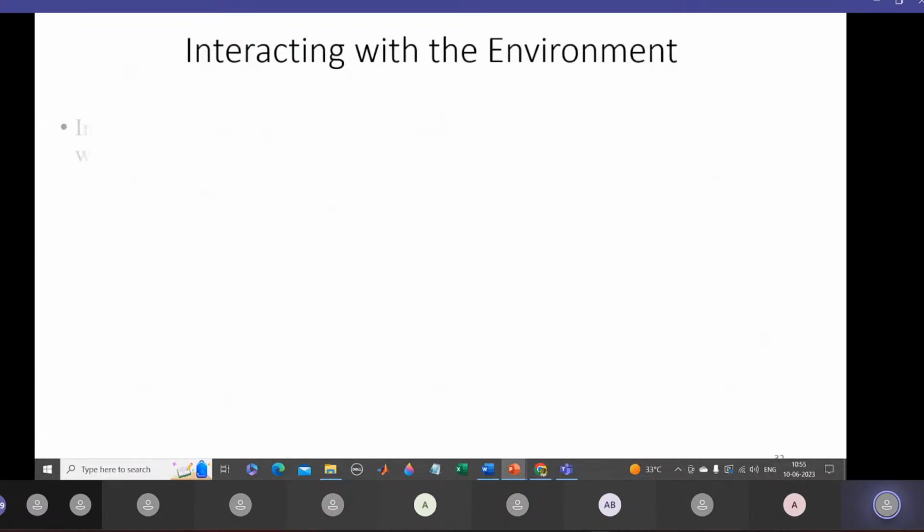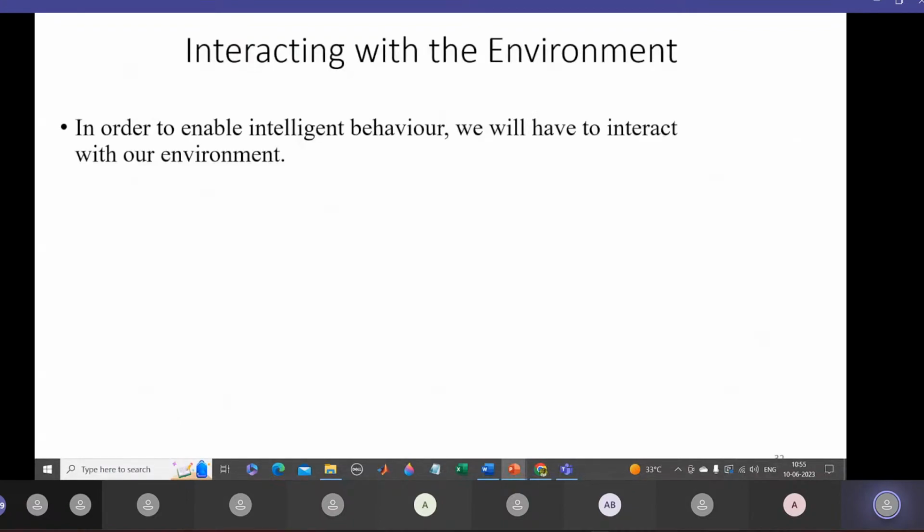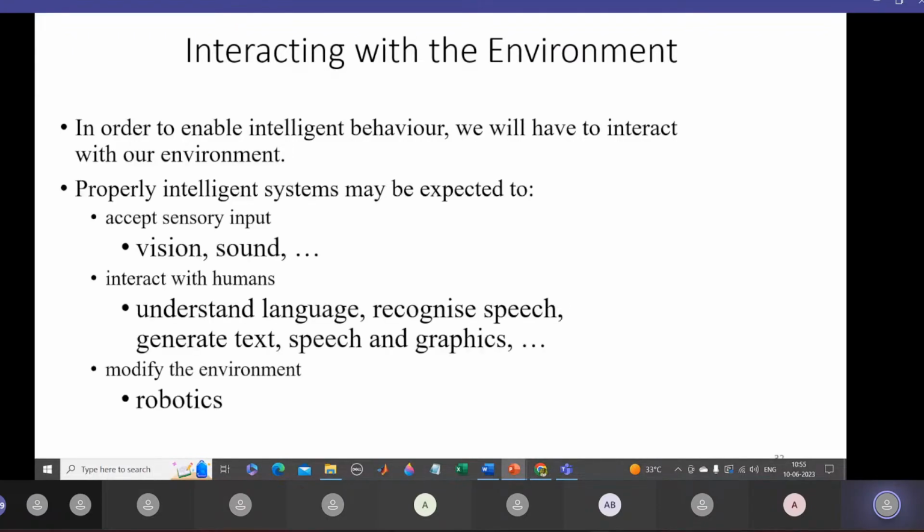Now, interacting with the environment. In order to enable intelligent behavior, we have to interact with our environment. When a system is properly intelligent, it is expected to accept sensory input. What is the role of sensors?